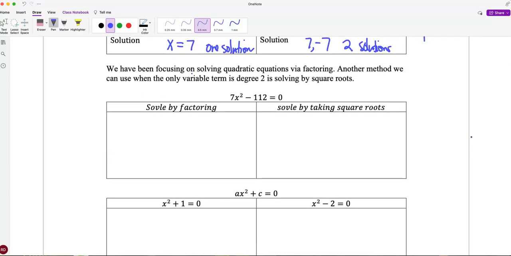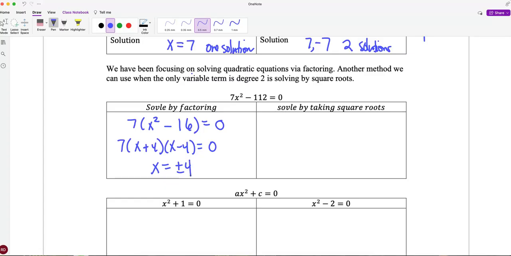There'll be real solutions in this class. There could be complex solutions in your class beyond this. So if we look at this, I could solve this by factoring. If I look at this, the common factor is 7. So 7 times x squared minus, and see 7 goes into there one time, and that leaves me 16. Then this is 7 times x plus 4 times x minus 4 equals 0. The solution is x equals plus or minus 4.